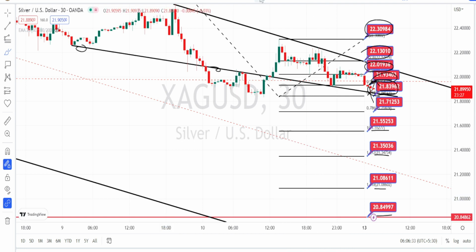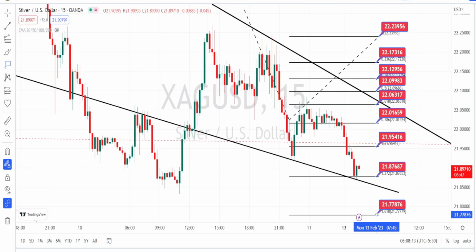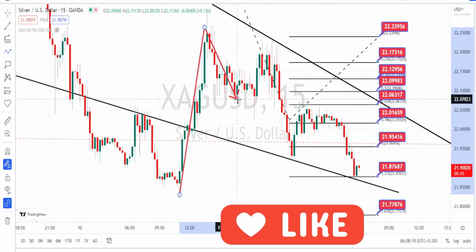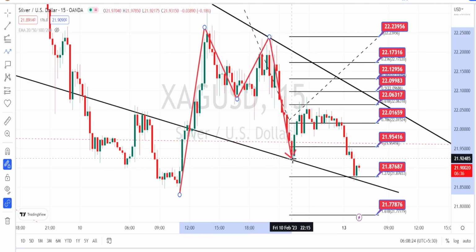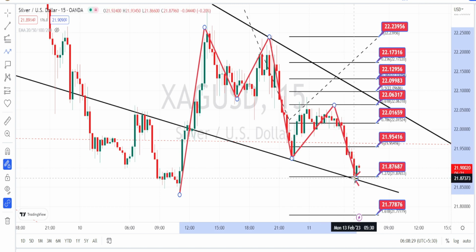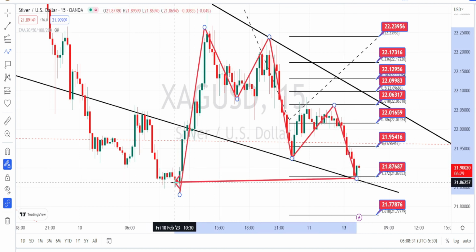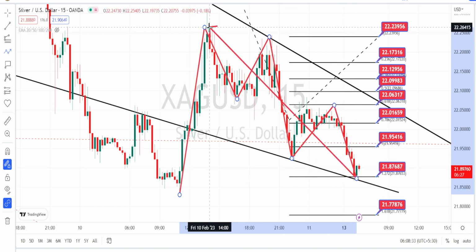Let us mark the support and resistance levels for 15 minutes time frame. When we look at the price action in 15 minutes time frame, we have noticed it to make a double top pattern and to bounce back on the bearish side retracement. We can also notice that it has retraced to the level where it started its bullish side bounce back.